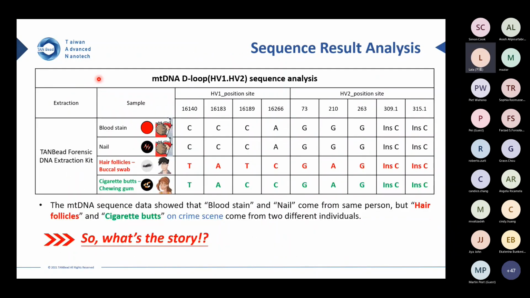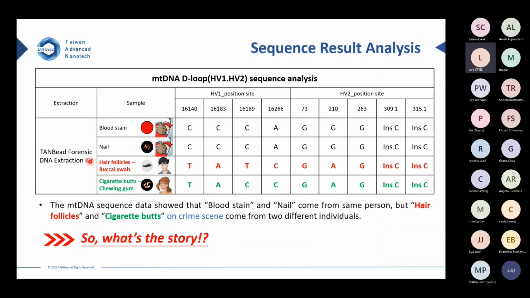Alright, now that we know there are 3 different donors from the samples, it's time to match the samples to their donors. So we have some samples in which we are sure who the donor is. Let's say the blood stain belongs to the victim for sure. And in the crime scene, we have nail samples in which we are not sure who the donor was. Since the sequence matched with the blood stain, it means that the nail belongs to the victim.